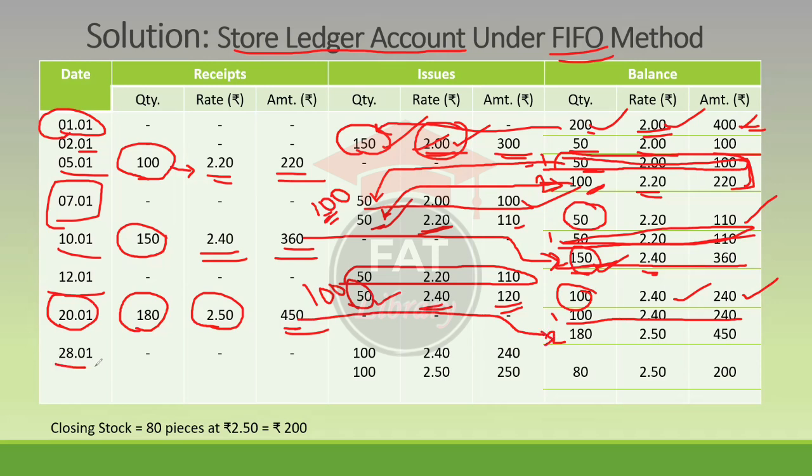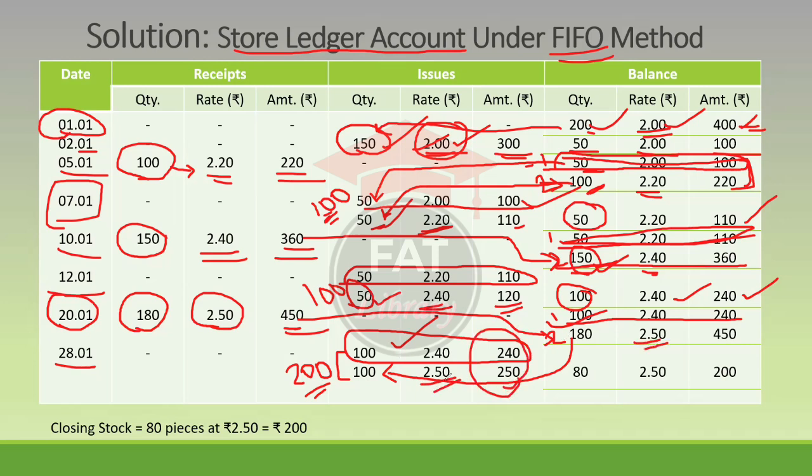Now on 28th of January, they are issuing 200 units. 100 units we will take from the old stock, and the remaining 100 units they need, we will take from this 180 units. Of 180 units we are taking 100 units, at the rate of 2 rupee 50 paise. So this is the total issue we have done. For the remaining balance, the closing stock with the company is 80 units at the rate of 2 rupee 50 paise. The amount comes to 200 rupees. This is what you have. This is the FIFO method.